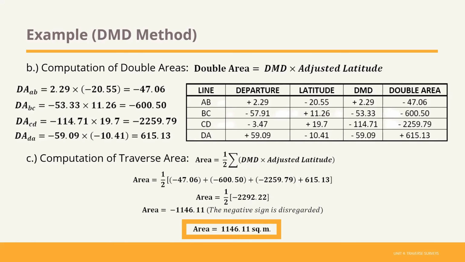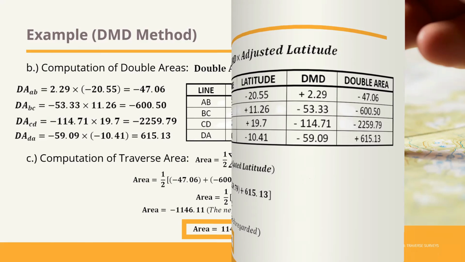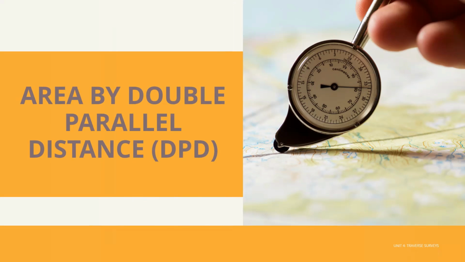And so we'll have the final answer equal to 1146.11 square meters. That's it for the DMD. Now we'll proceed to the DPD, or the double parallel distance.